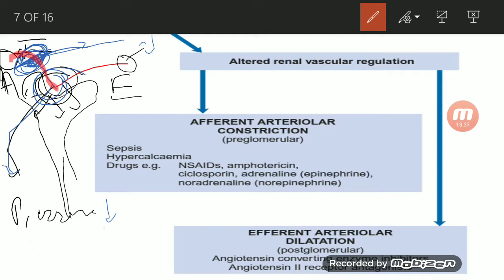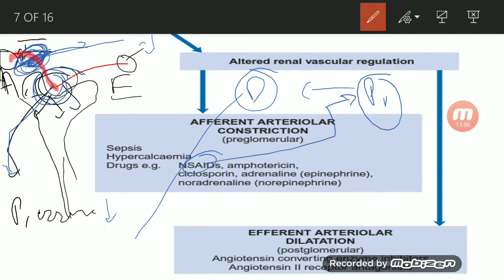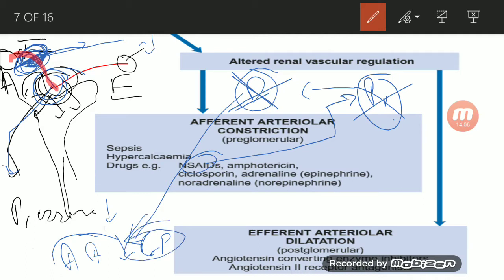Secondly, if you consider the drug NSAIDs, they are going to block your prostaglandins. Prostaglandins are generally responsible for dilating your afferent arterioles. So if you block the generation of prostaglandins, you are going to block the dilatation of your afferent arteriole, due to which there is going to be a decrease in the pressure of your glomerulus, which decreases your filtration, the GFR. Second is efferent arteriolar dilatation.